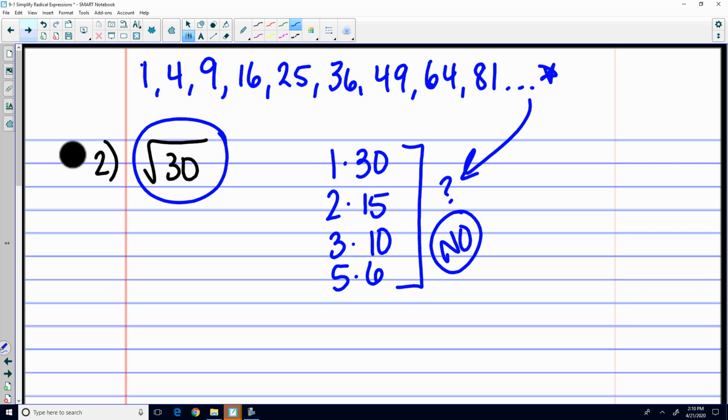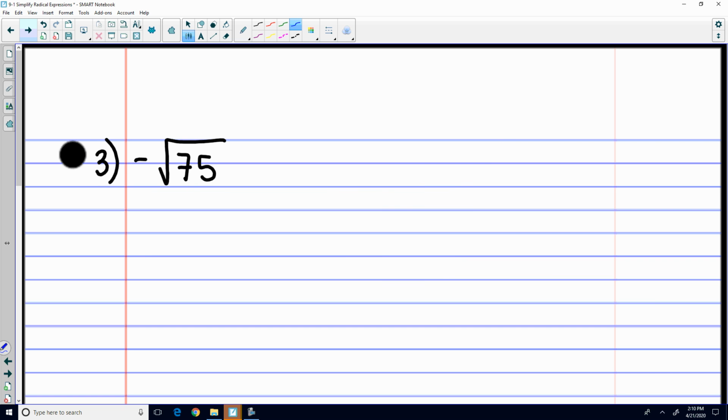All right, now let's put what we just did into practice with one that we can pull something out of. The square root of 75. All right, let's think about some multiplication problems of 75. I'll write a couple extra down on the side so that you have some notes.